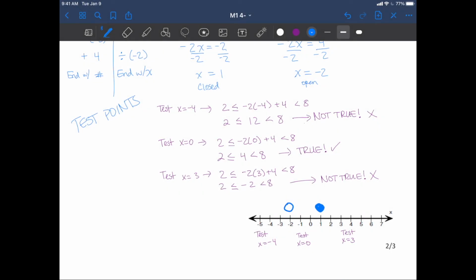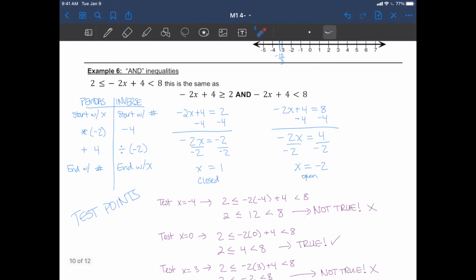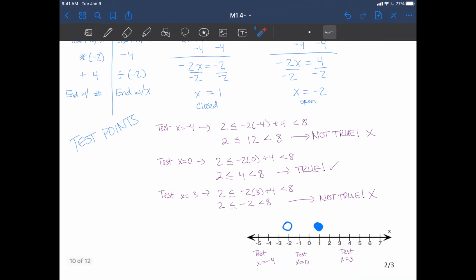Okay, so I went ahead and showed my work because it can be a little time consuming showing this on a video, but this is me testing x equals negative 4. I'm going to plug in negative 4 into the original inequality that was given, this one up here, and test to see that everything works out. So when I plug in negative 4 in here, I get 8 plus 4, which is 12. Is 2 less than or equal to 12? Yes, it is. But is 12 less than 8? Nope. So this whole inequality is not true. I cannot shade over here, so don't shade over there.